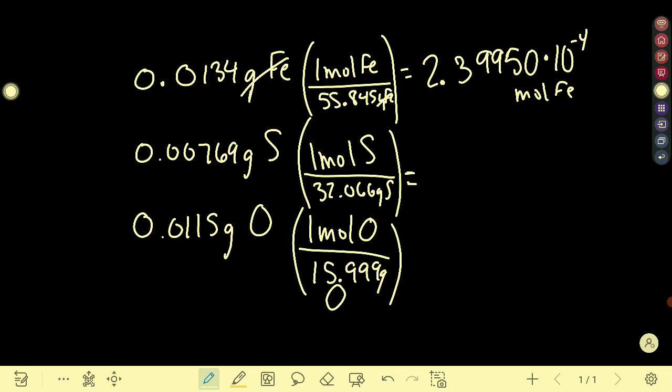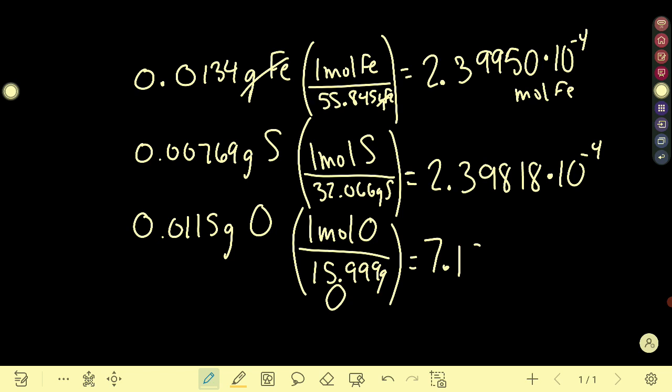So now next, 0.00769 divided by 32.066. And in scientific notation, I get 2.39818. You want to pull at least 6 digits for this step every time. That way, in theory, it would be best to pull everything on your calculator, but this way you at least get enough that you're going to get an accurate representation of what you should be looking at. Now last is 0.0115 divided by 15.999, and I'm going to get 7.18795 times 10 to the negative fourth.